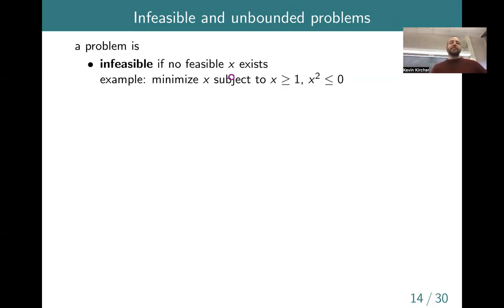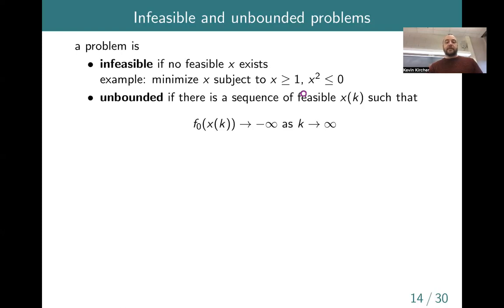As an example, suppose we're trying to minimize x, just make it as small as possible. x is a scalar variable in this example, subject to two constraints where we want x to be bigger than 1, and also we want x squared to be negative. No real number is going to satisfy both of these constraints, so we say this is an infeasible problem. If we're dealing with complex variables, maybe we could think about a different version of this problem, but here we're only talking about real valued variables.